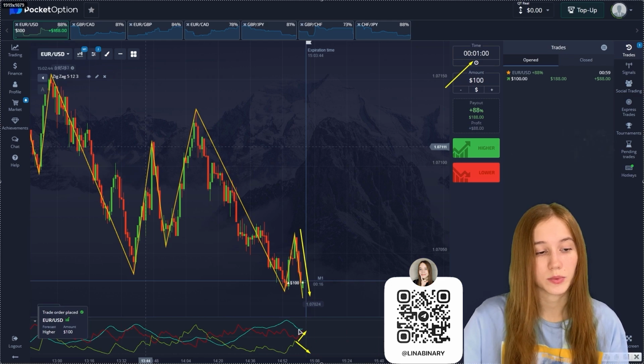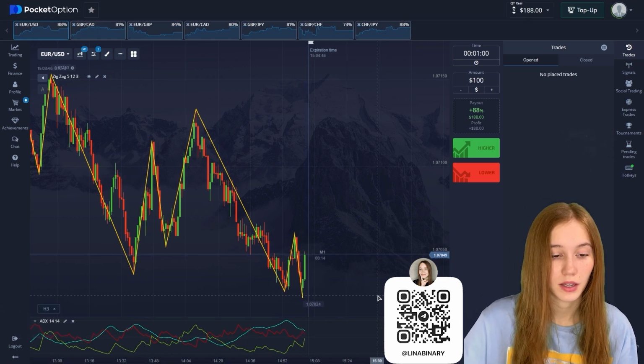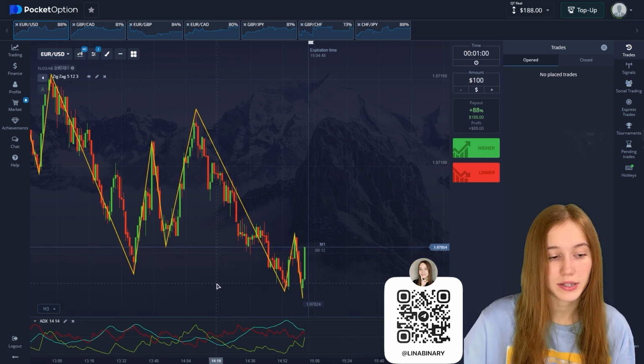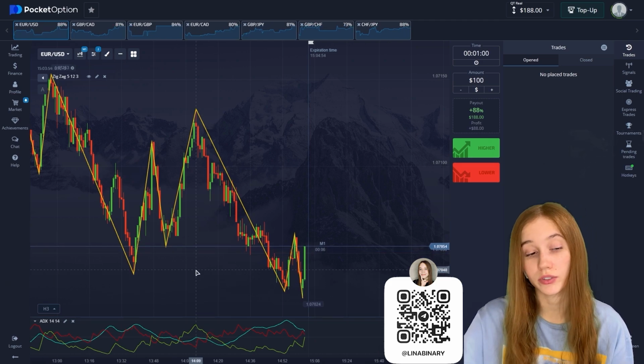According to the ADX, we're showing a decrease, but the line begins to grow, so we open a trade based on analysis. Let's see. The deal closes in plus. Yeah, our profits. We see the balance is $188.